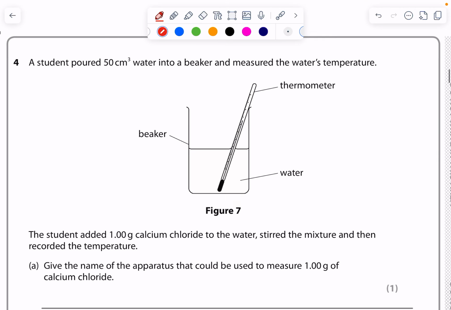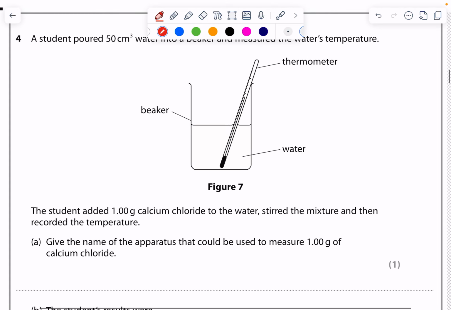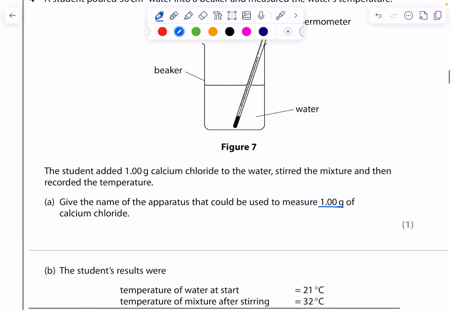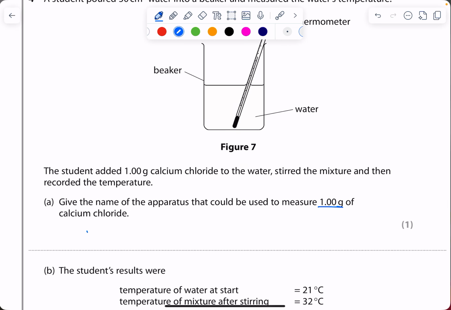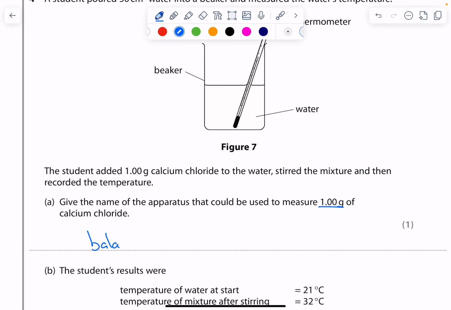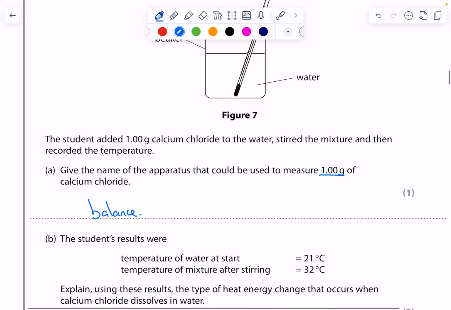So again, they give you a bit of information here about a practical. Please take your time to read it. And it tells you that they are trying to measure out 1 gram of this substance and give the name of the apparatus that you do this. So you would use to do this a balance to find the mass of the substance.